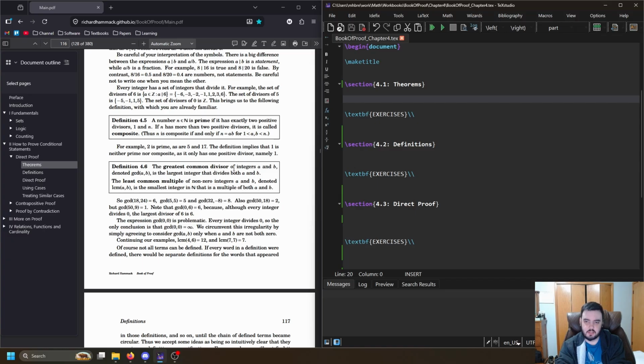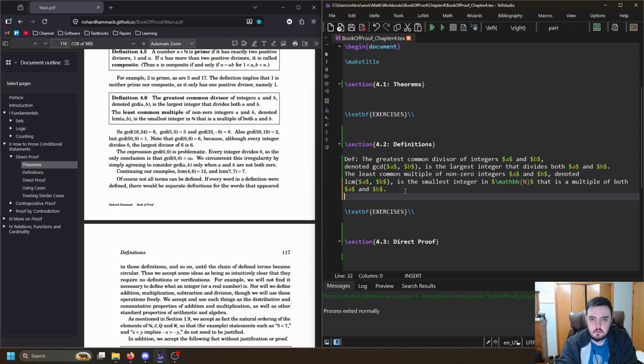The greatest common divisor of integers a and b, denoted GCD(a, b), is the largest integer that divides both a and b. The least common multiple of non-zero integers a and b, denoted LCM(a, b), is the smallest integer in N that is a multiple of both a and b. Probably a good one to write down.